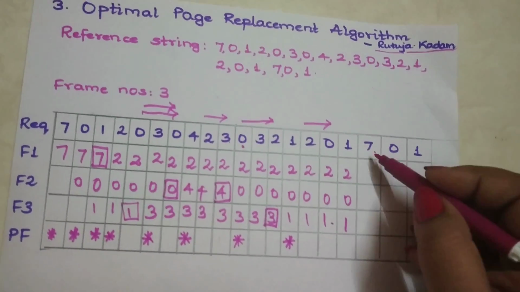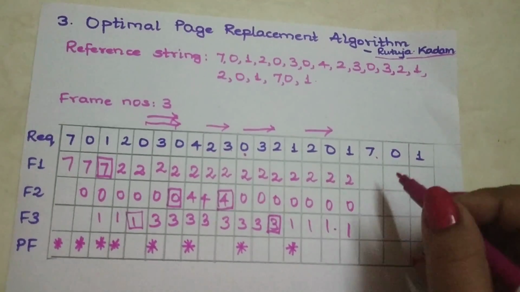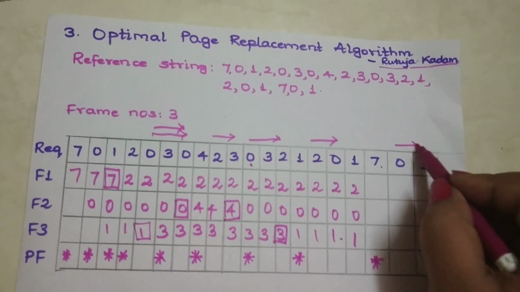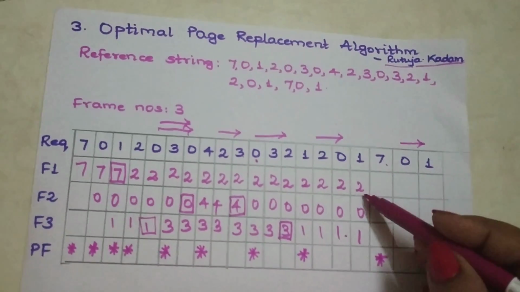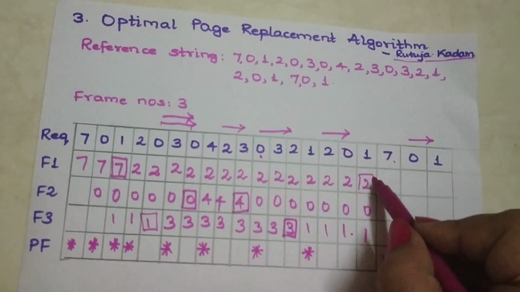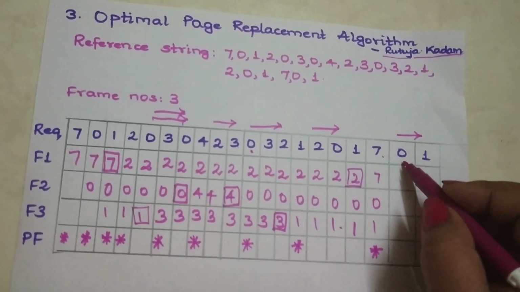Now comes 7. 7, check the contents of the frame. Is 7 there? No, it is not there. That means it is a page fault. Which page to be replaced with the help of the optimal page replacement algorithm? Check in this direction. 0 and 1 are there. 2 is not there, so this 2 can be replaced. So 7, 0, 1.